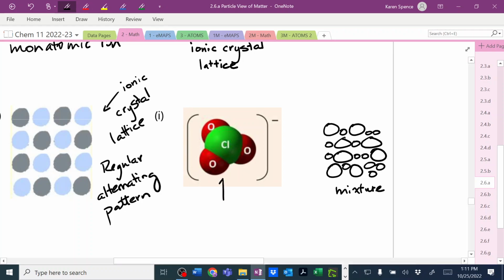What is this thing here? It has a negative charge. So what is it? It's an anion, yes. What kind of an anion? Starts with a P. It is a polyatomic anion. In fact, that one's called chlorate. Okay.